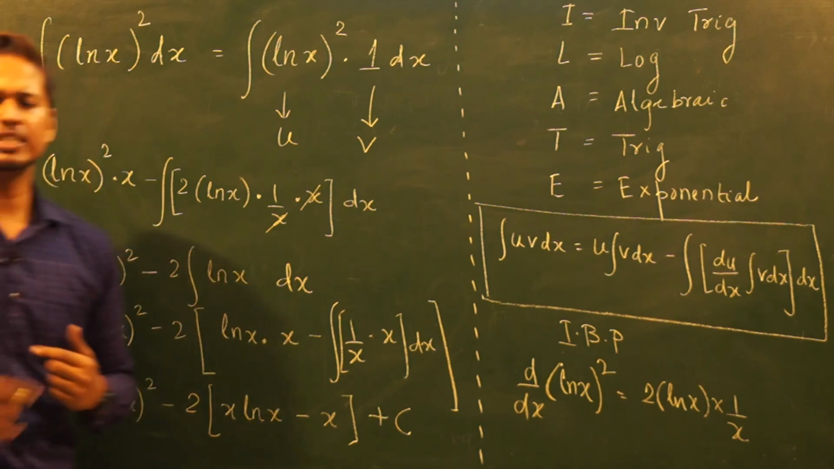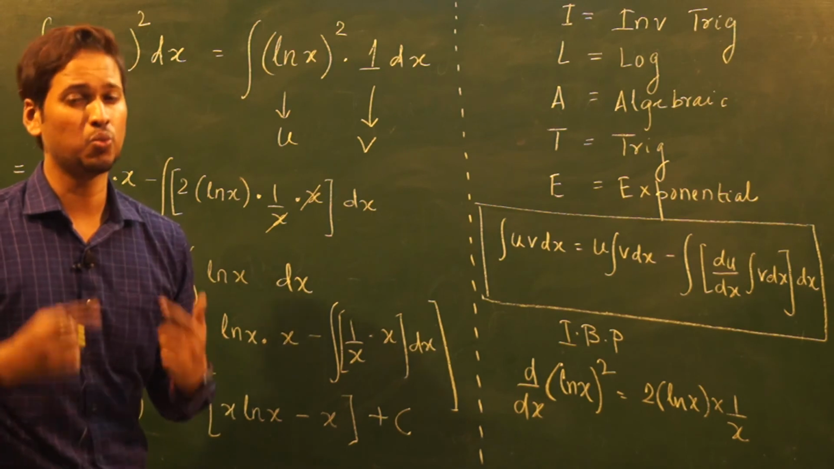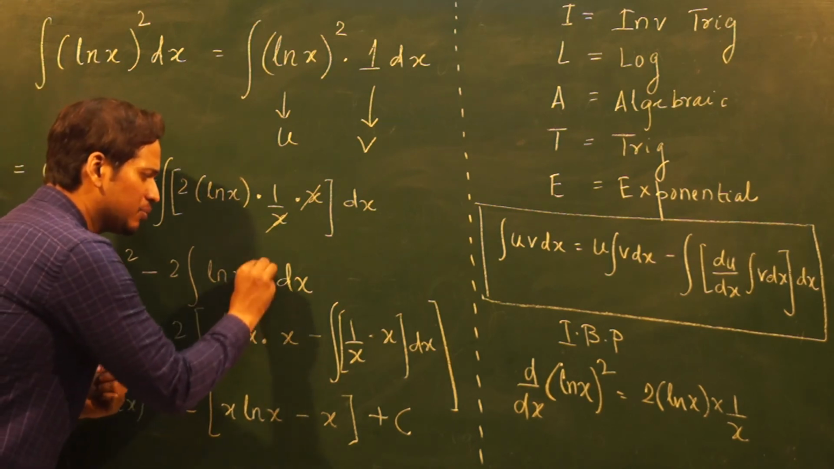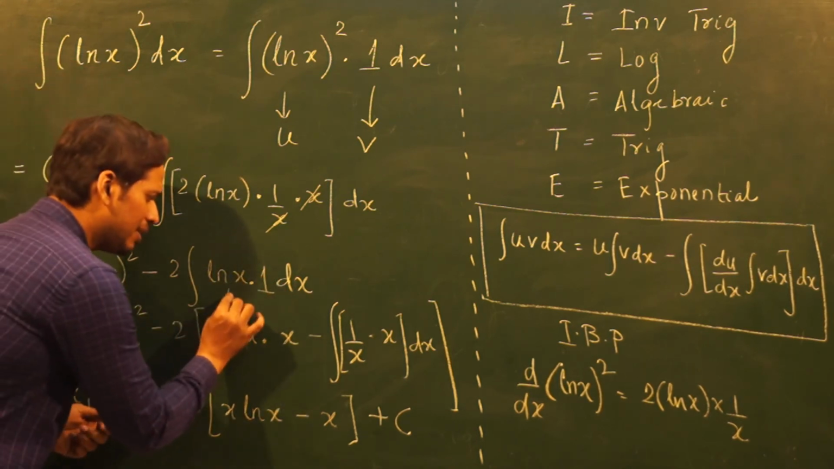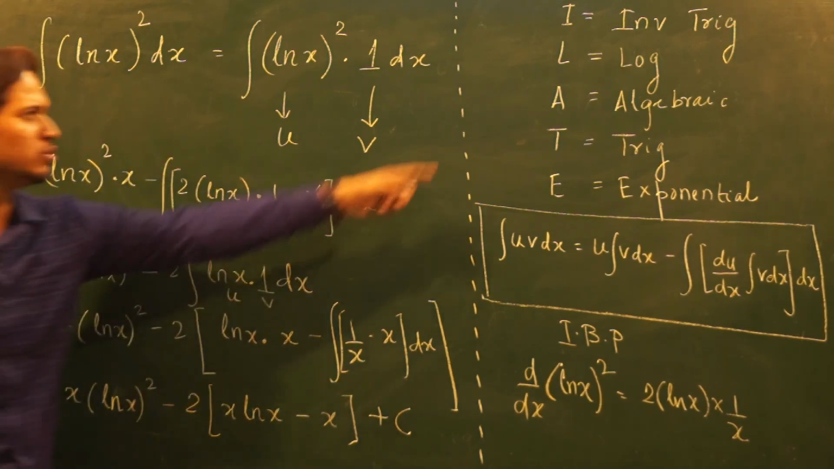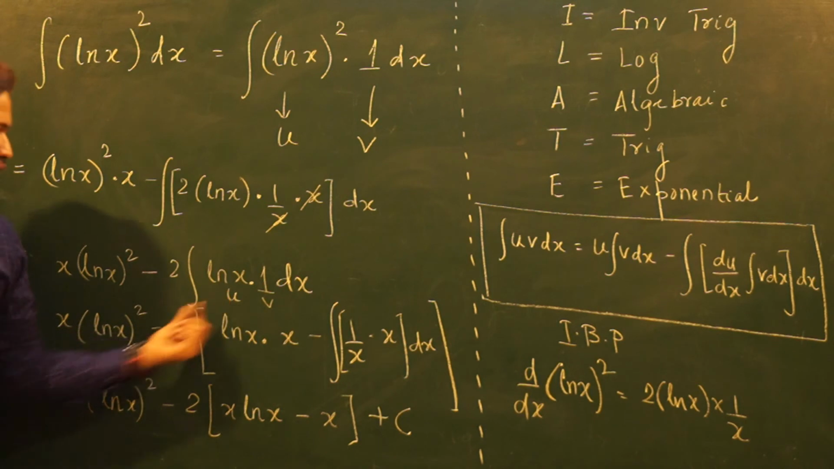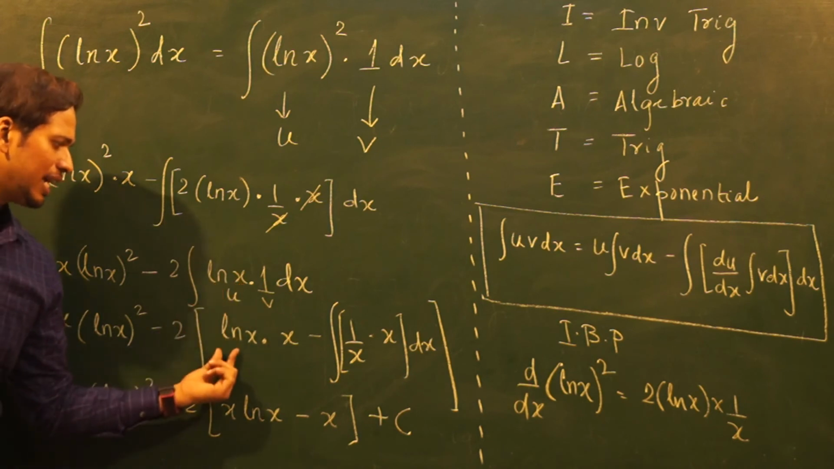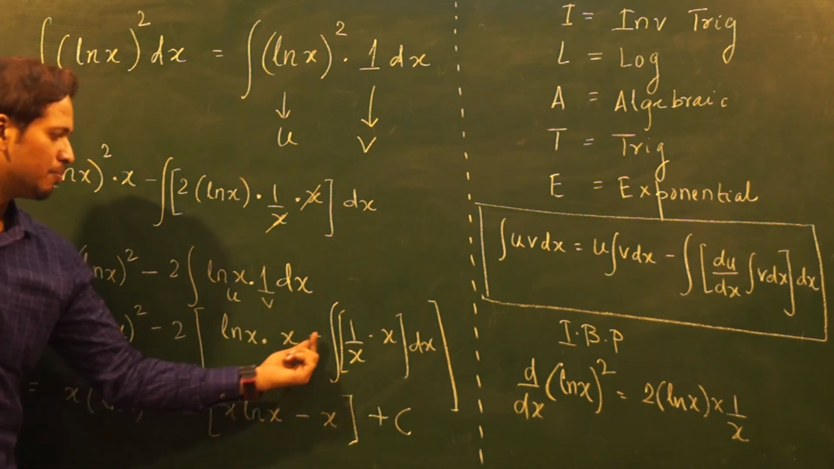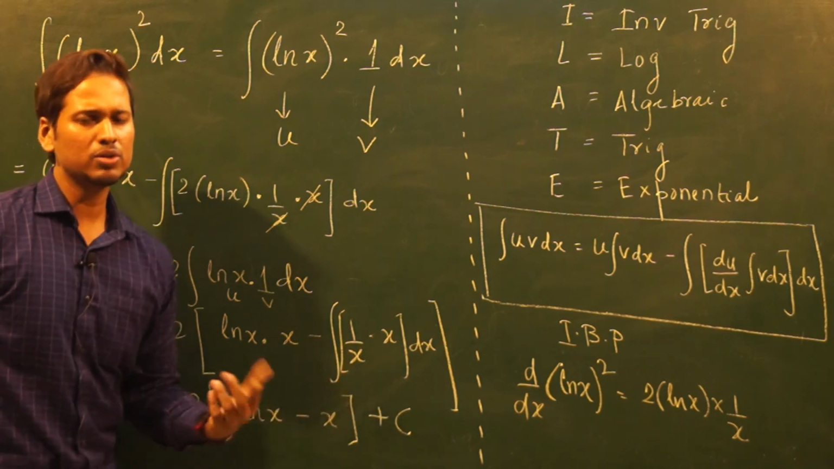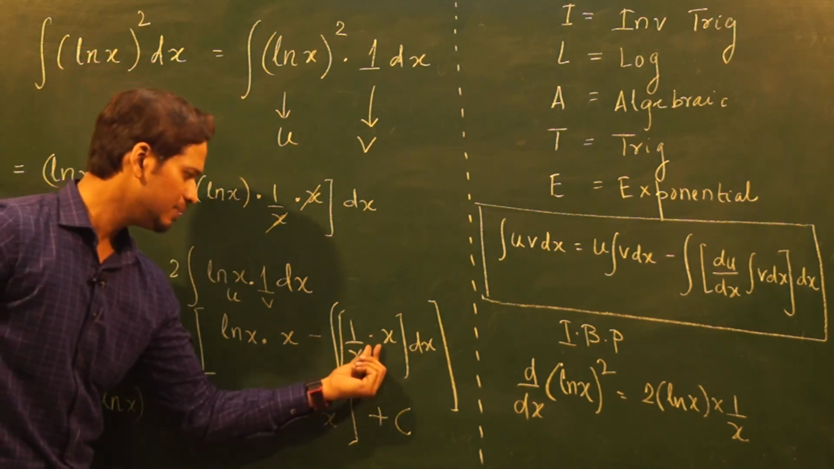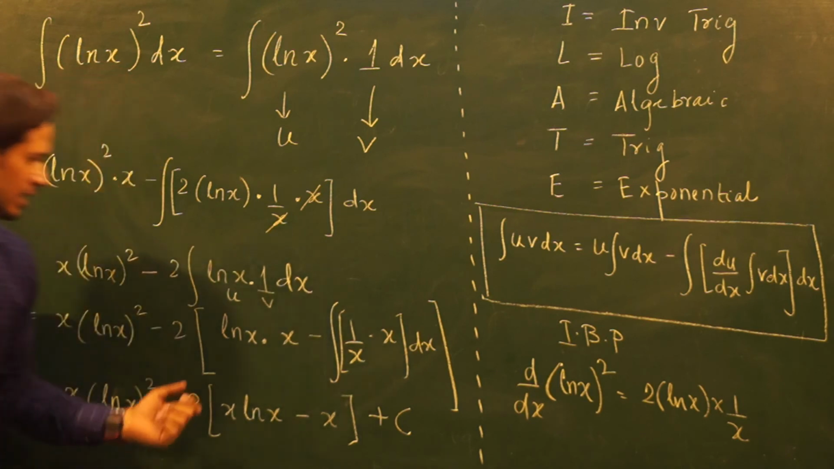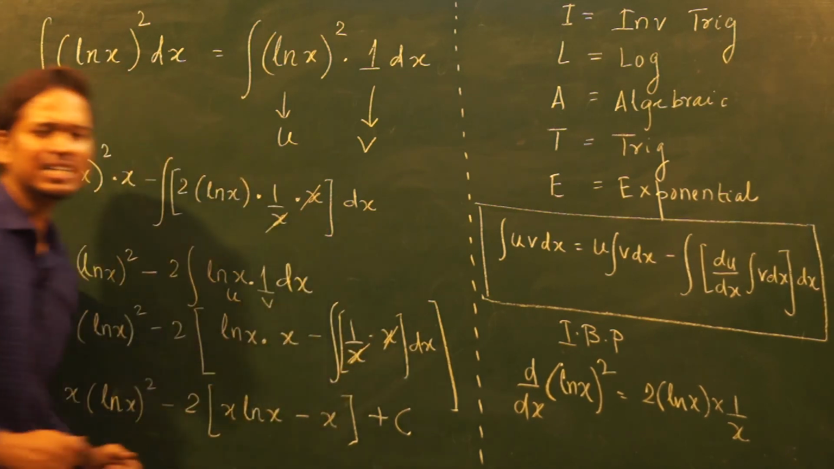Now I'll apply the integration by parts formula once again on this particular problem. So again I will treat ln x as ln x times 1, with ln x as u and 1 as v according to the ILATE principle. So 2 times, starting my integration by parts under the square brackets: u times the integral of 1, which is x, minus the integral of the derivative of ln x, which is 1 by x, times the integral of 1, which is again x, with respect to dx. So this x and this x cancel once again.